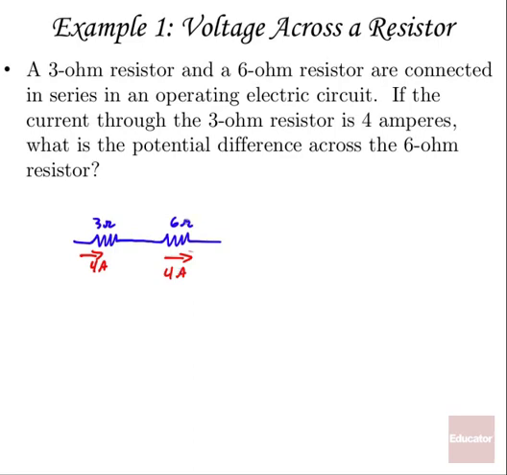Well, now that I know the resistance and the current flow, I can find the voltage drop. The potential difference from one side to the other is going to be I times R, which is 4 amps times 6 ohms, or 24 volts. So if the current's going this way, we must drop 24 volts from the positive to the negative side as the current goes in that direction. What's the potential difference across the 6 ohm resistor? 24 volts.